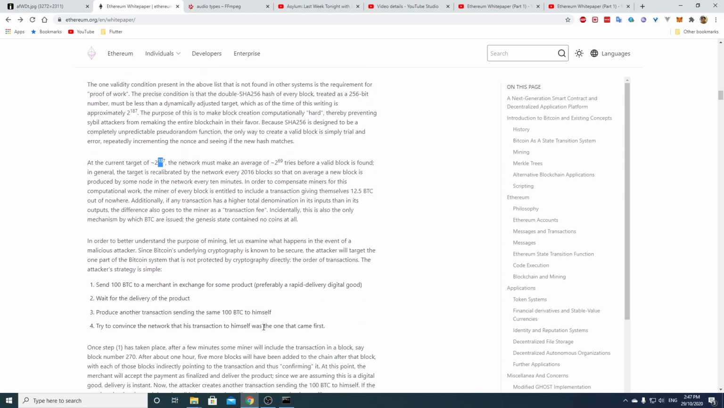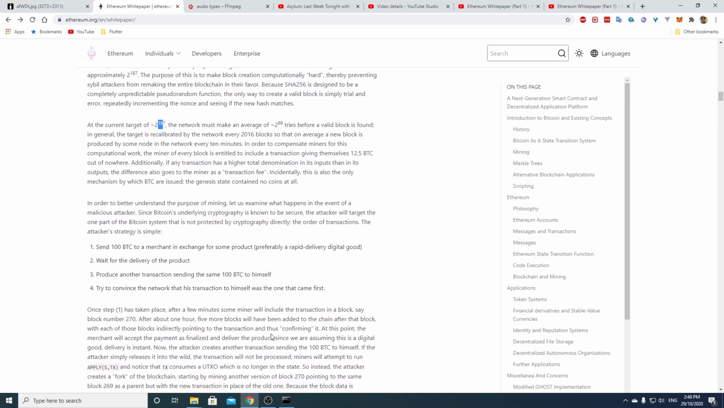In order to better understand the purpose of mining, let us examine what happens in the event of a malicious attacker. Since Bitcoin's underlying cryptography is known to be secure, the attacker will target the one part of the Bitcoin system that is not protected by cryptography directly, the order of transactions. The attacker's strategy is simple, right? So this is going to be double spending, I guess. Spend 100 BTC to a merchant in exchange for some product, wait for the product, and produce another transaction sending the same 100 BTC to himself, and try to convince the network that his transaction to himself was the one that came first. All right, so that's a double spend.